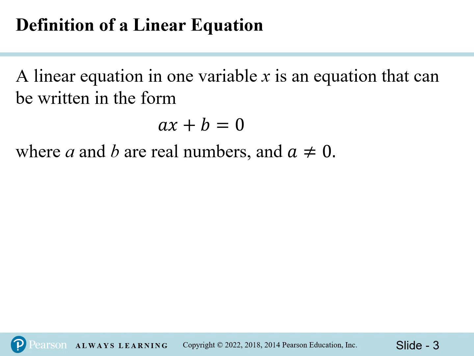So the definition of a linear equation. A linear equation in one variable x is an equation that can be written in the form ax plus b equals 0, where a and b are real numbers, and a cannot be equal to 0.